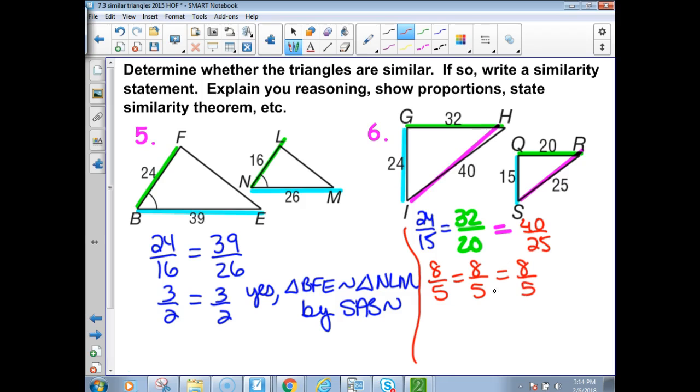So all of those reduce to 8/5, which means the scale factor is 8 to 5, and yes, they are similar. Triangle GIH is similar to triangle QSR. And that would be by side, side, side, similar. Okay, that one's got the most to write. You have to reduce 3 sets of sides.